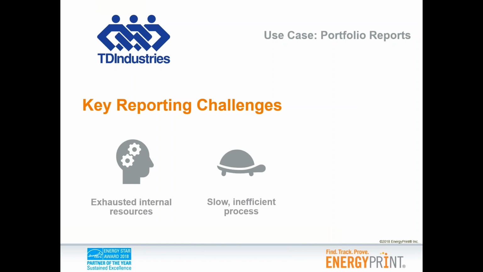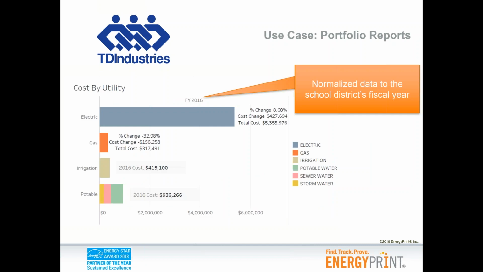The process was slow, and the summaries were much too detailed to capture the school board's attention. The utility dashboard wasn't the right vehicle to help summarize energy performance across so many different stakeholders. So Energy Print went to work with these teams to develop an Insights Architect executive report.